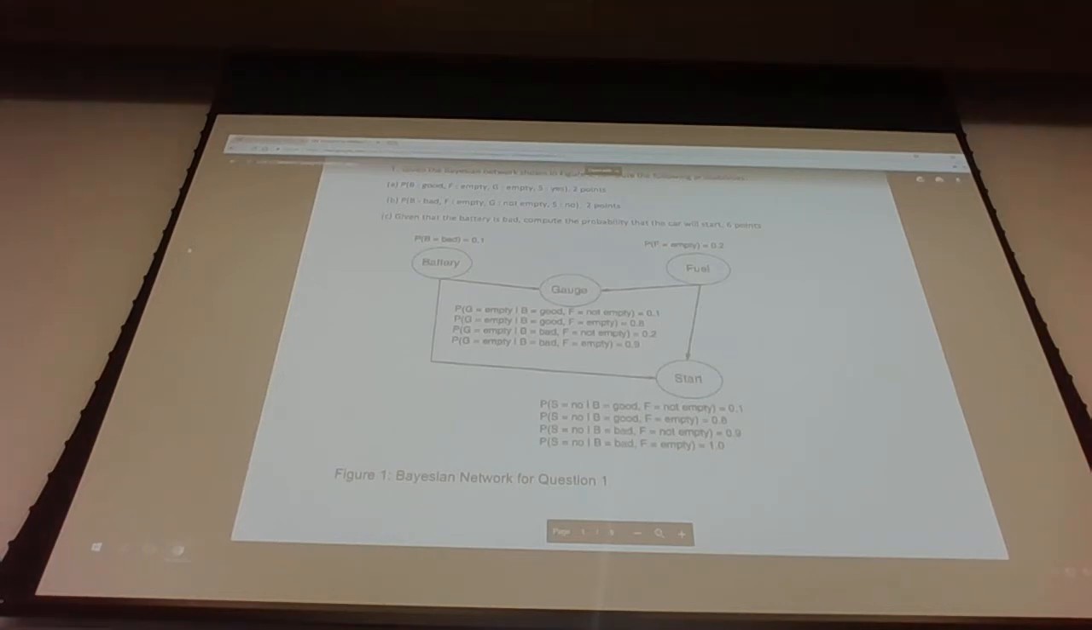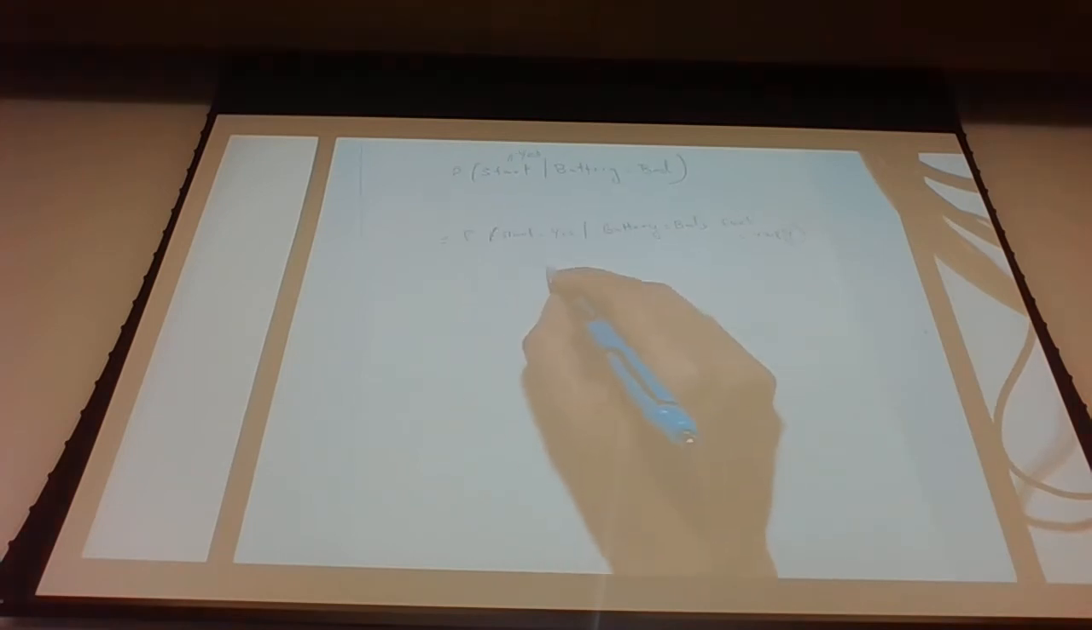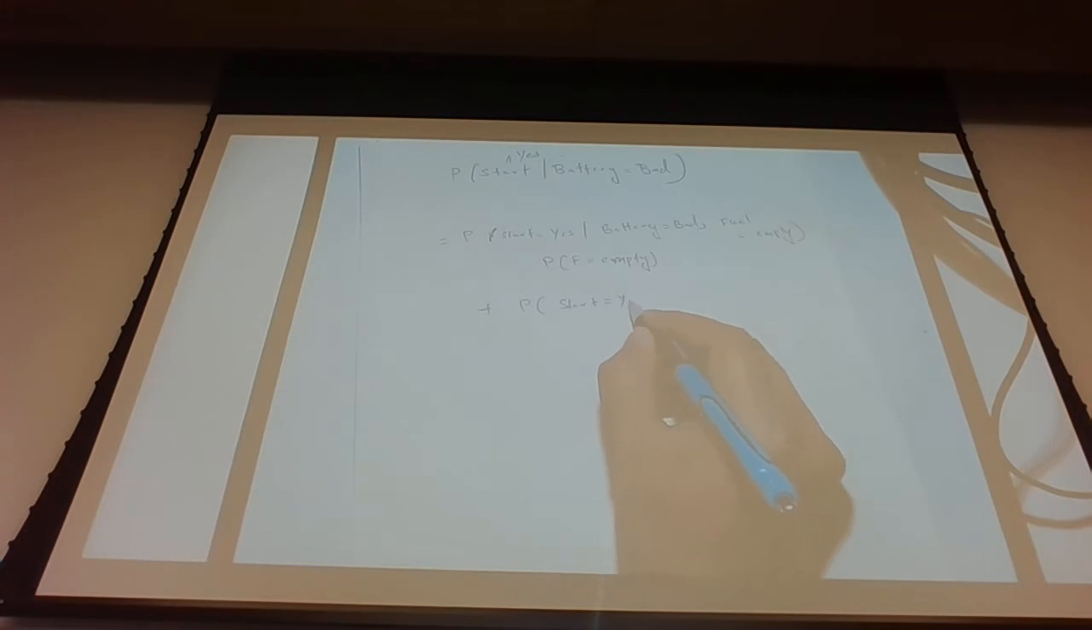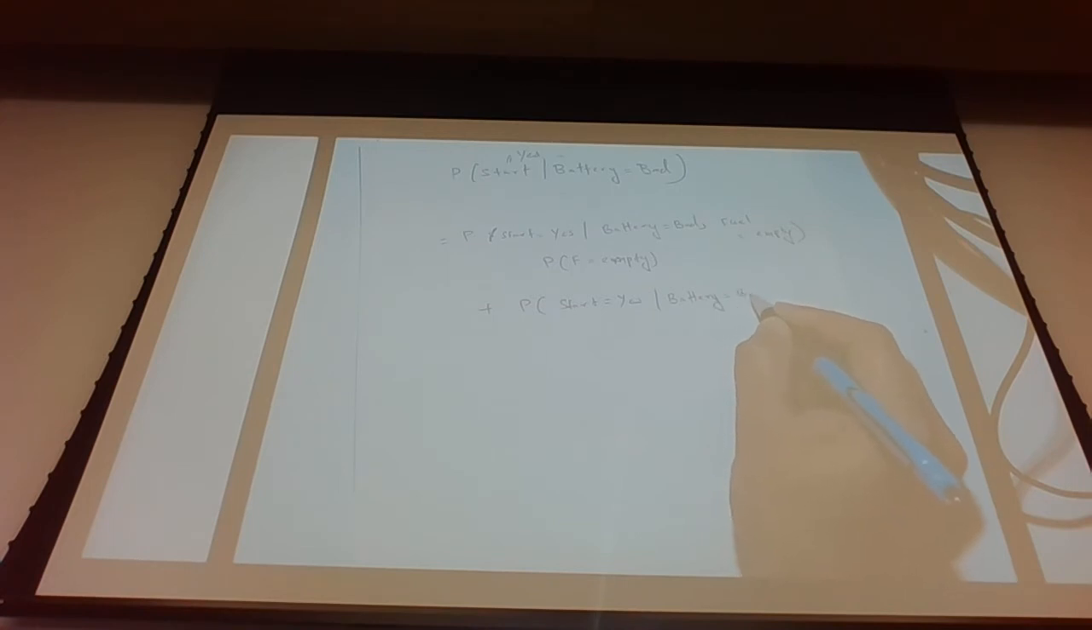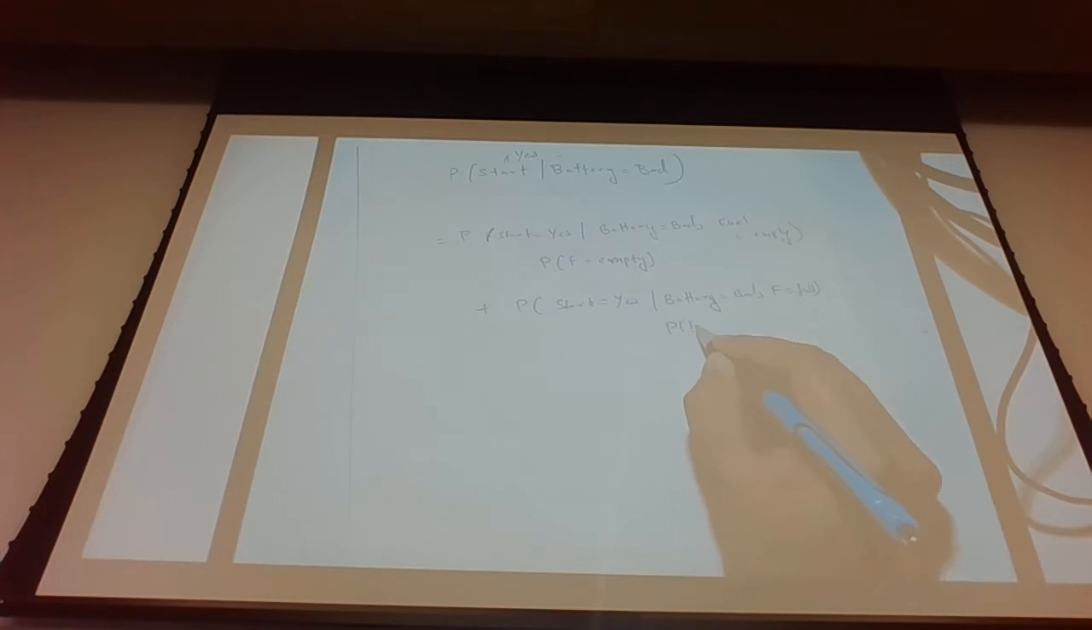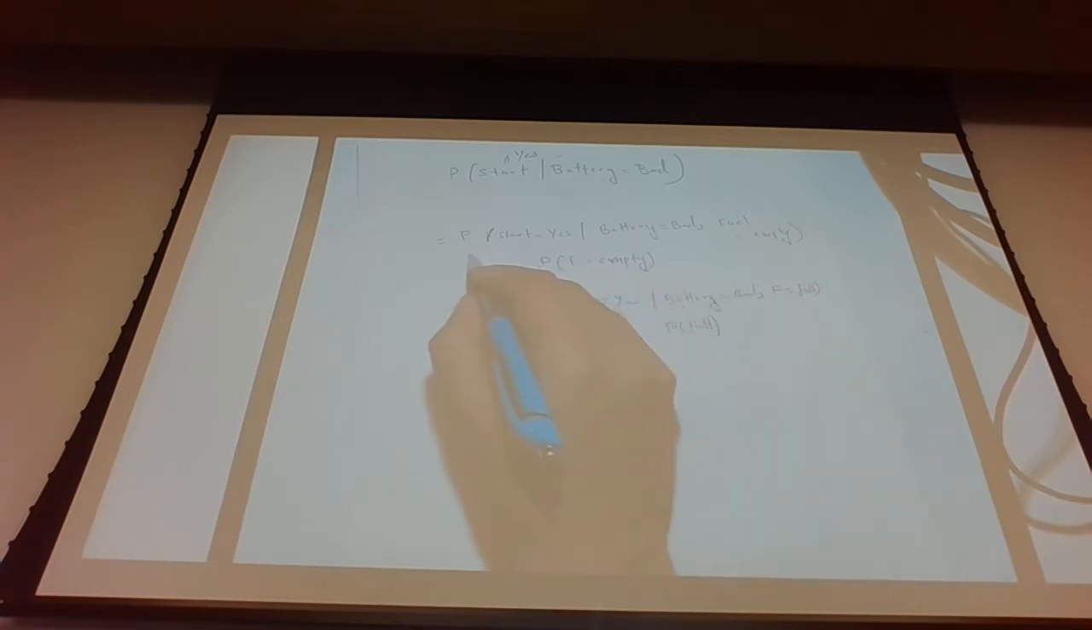Start equals yes, given battery equals bad and fuel equals empty, multiplied by the probability that fuel equals empty, right? Plus start equals yes, given battery equals bad and fuel equals full, multiplied by P full. Now it turns out that this is 0.